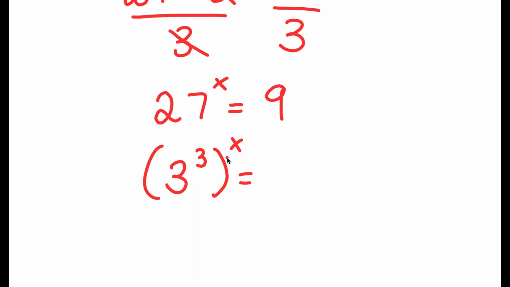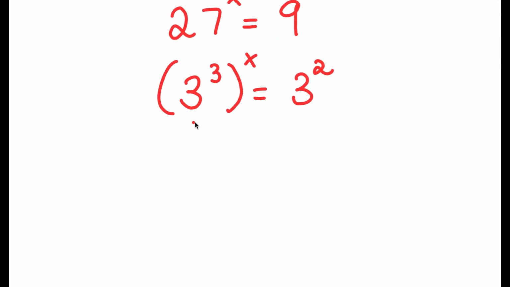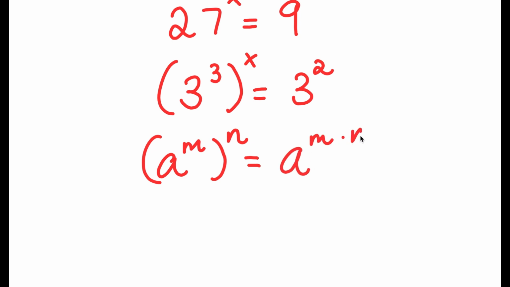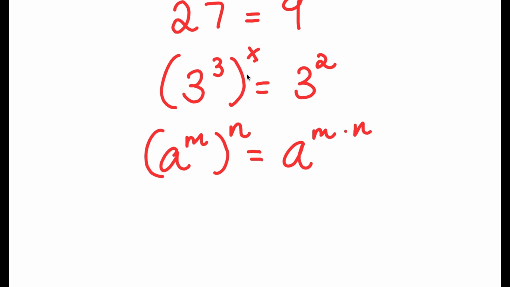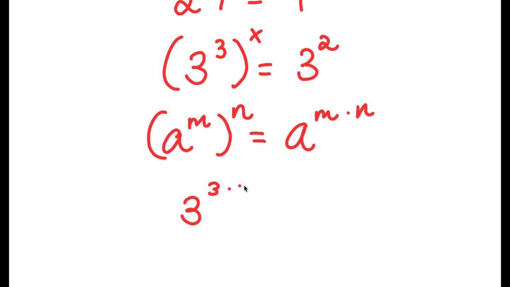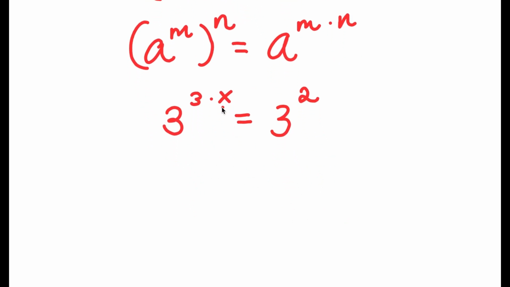And 9 is the same thing as 3 squared. So if I have something in the form a to the power of m to the power of n, this is equal to a to the power of m times n. So 3 to the power of 3 to the power of x, that's going to equal 3 to the power of 3 times x, which is equal to 3 to the power of 2. And 3 times x is equal to 3x. So I have 3 to the power of 3x is equal to 3 to the power of 2.